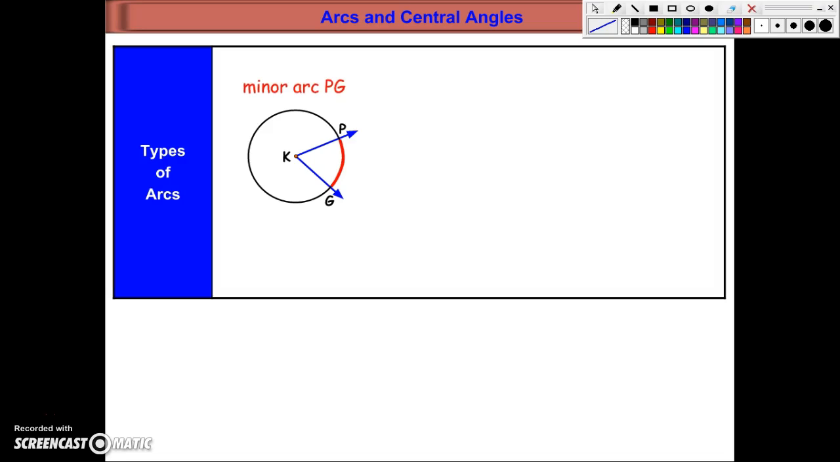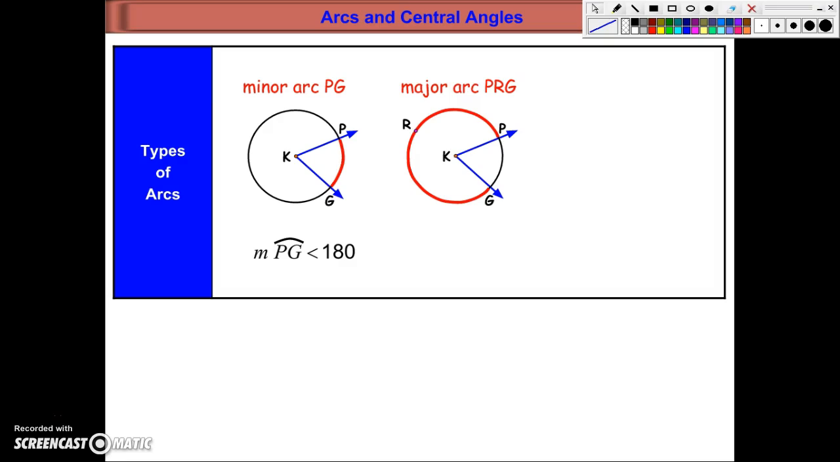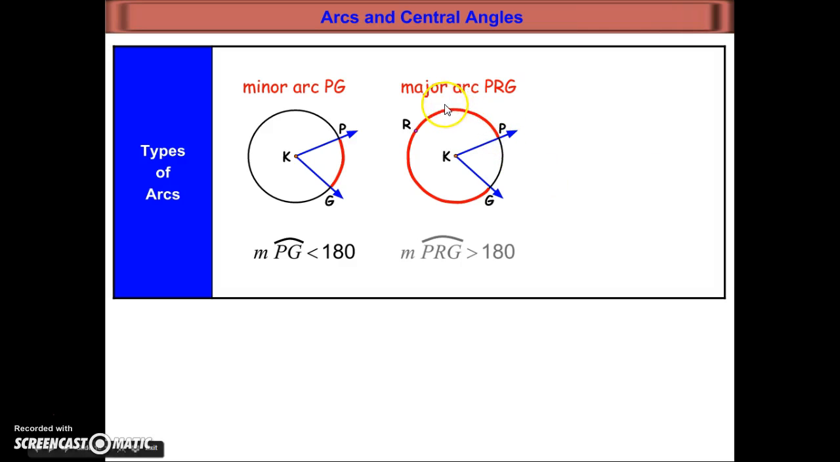So we have minor arc PG, and the measure of arc PG is less than 180 degrees. We have major arc PRG, and note that it does have three letters. You have three letters to give you a starting point, a direction to move in, and an ending point. So it's telling us the arc is starting at point P. We're going to go along point R, and we're going to end at point G. So the measure of arc PRG is more than 180 degrees.